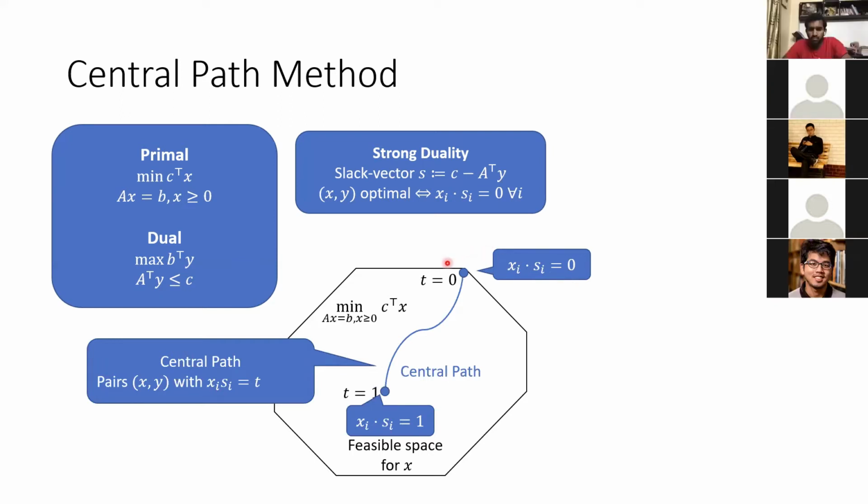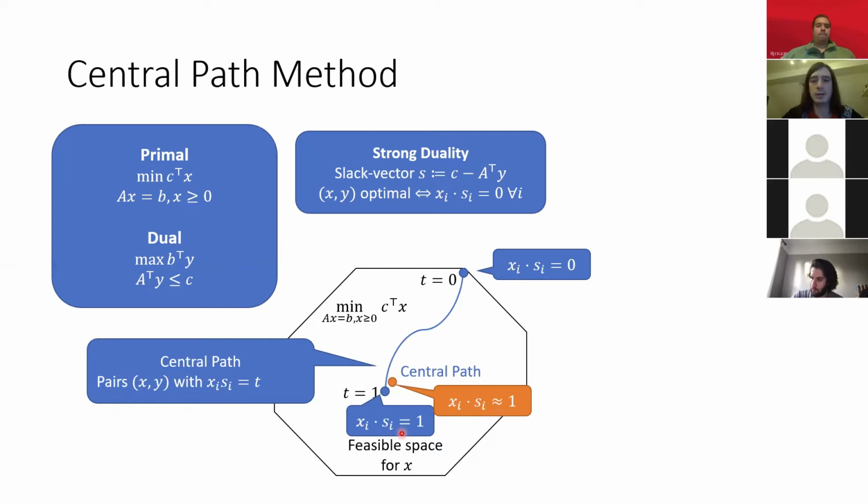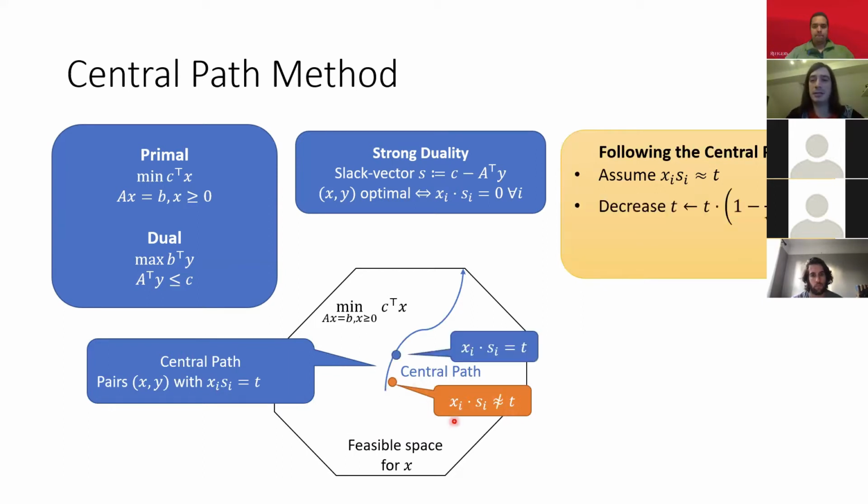Luckily, while it's quite hard to find this optimal solution, it's easy to find a point that has x times s approximately equal to 1. So it's easy to find some initial point. And now what we're trying to do is improve this solution over and over again. So let's say we have this point and it satisfies that x times s is approximately equal to t, where initially t is this value of 1. Now we're just repeatedly decreasing the value of t. So now this point here is going to be the value that has x times s equal to t. We decreased t a bit, so it moved closer towards the optimal solution along the central path.